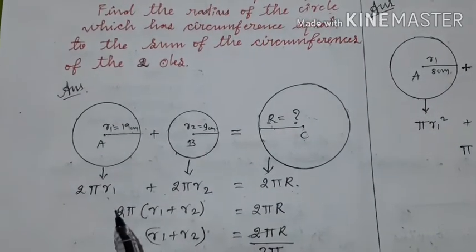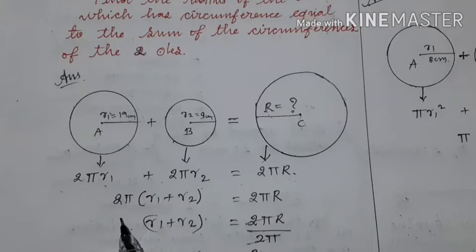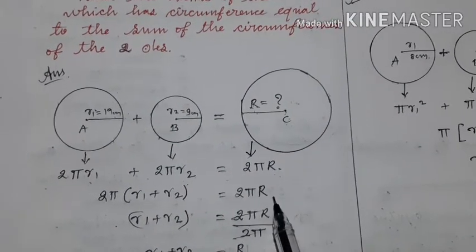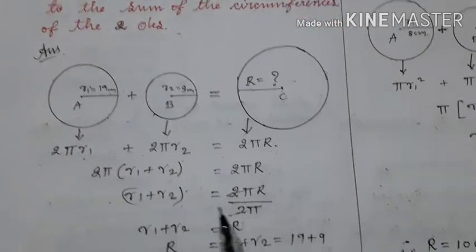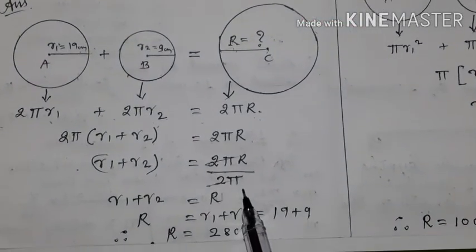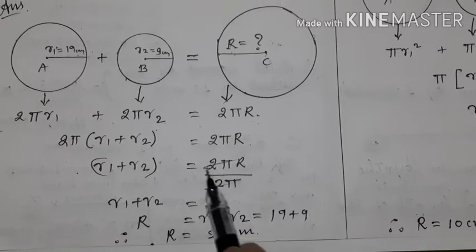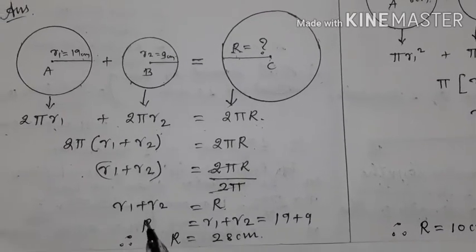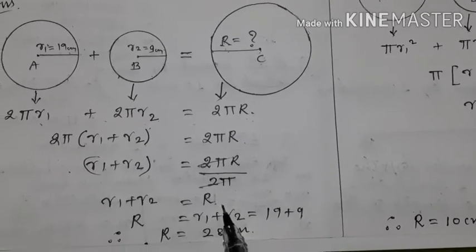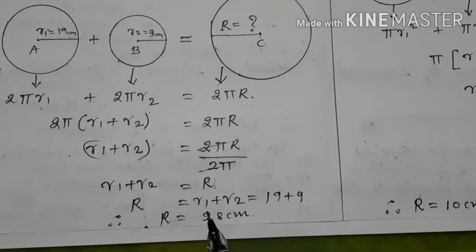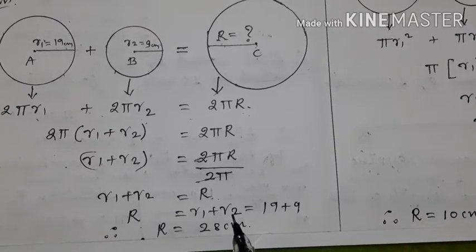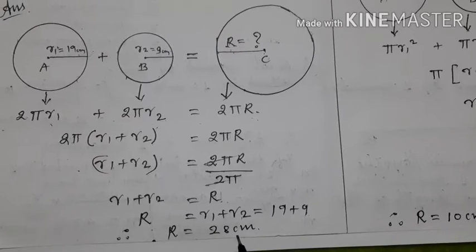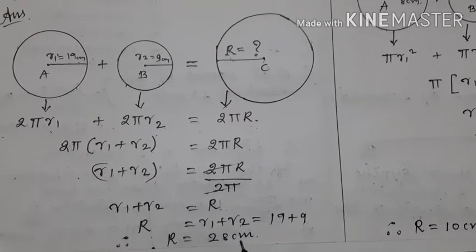Here, 2 pi is common, therefore 2 pi into bracket R1 plus R2 is equal to 2 pi R. If this 2 pi is transposed to this side, it becomes divided by 2 pi, then 2 pi gets cancelled, then R remains. So R1 plus R2 is equal to R, or capital R is equal to small r1 plus r2. But r1 plus r2 are 19 plus 9, therefore capital R is equal to 28 centimeter.